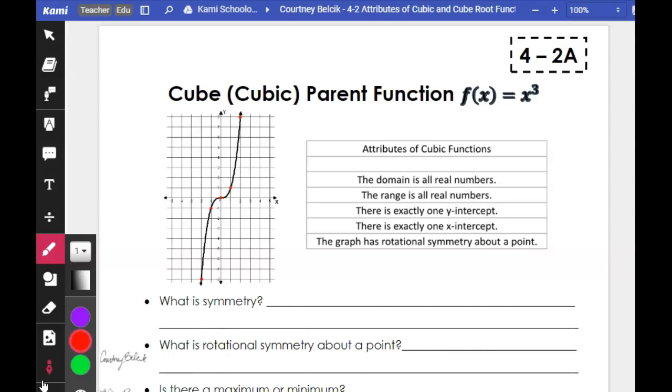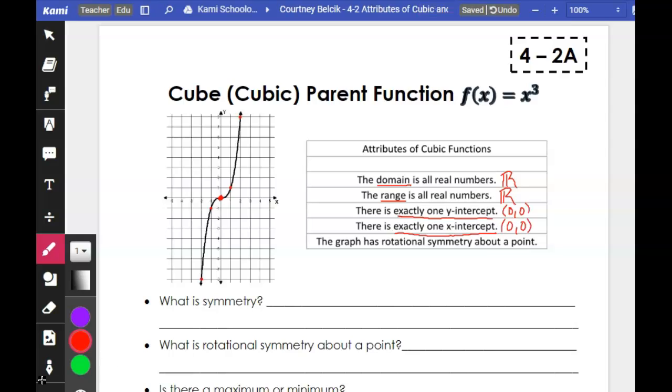So we're going to start with the cubic parent function. The equation is f of x equals x cubed, or y equals x cubed. Yesterday we talked about how the domain is all real numbers. We talked about how the range is also all real numbers. We don't have any boundaries on our cubic parent function. We talked about how there was exactly one y-intercept and exactly one x-intercept, and those occurred right here. So that was the origin. These are all from our conversations yesterday.